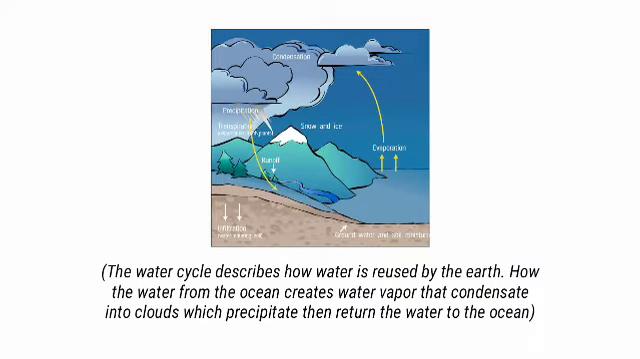Furthermore, the water cycle describes how water is reused by the earth. How the water from the ocean creates water vapor that condenses into clouds, which precipitate and then return the water into the ocean.